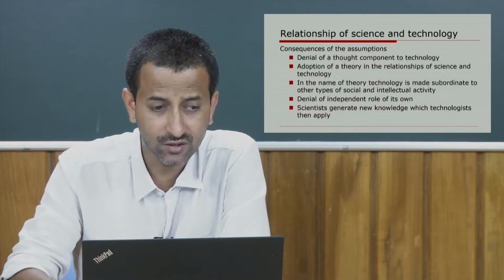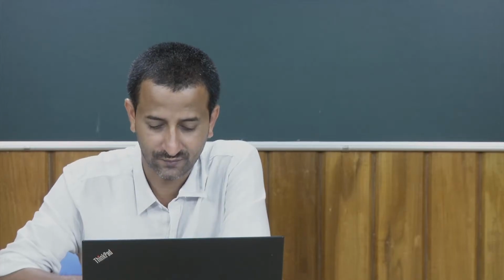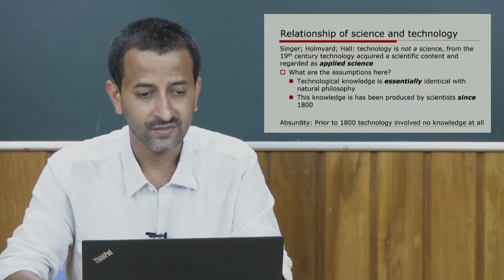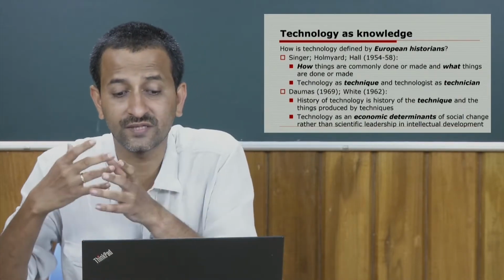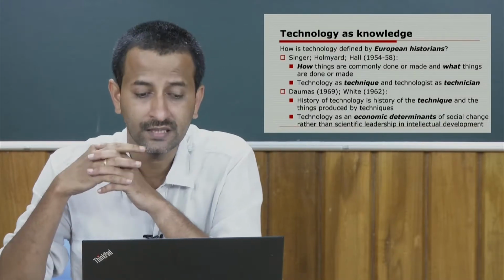Okay? The French counterpart of a history of technology, edited by Maurice Daumas, again a European historian of science, arrives at similar historiographic results by a different route. Here too, the history of technology is reduced to the history of techniques and the things produced by techniques. But in this case, as Lynn White has pointed out, the emphasis is on economic determinants of social change rather than scientific leadership in intellectual development. That is what we have discussed here: Daumas and White said that the history of technology is the history of technique and the things produced by those techniques, and technology is an economic determinant of social change rather than scientific leadership in intellectual development.